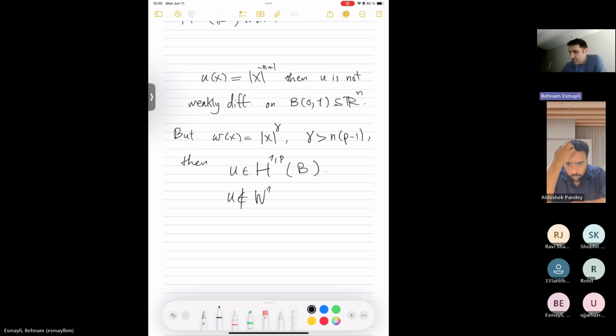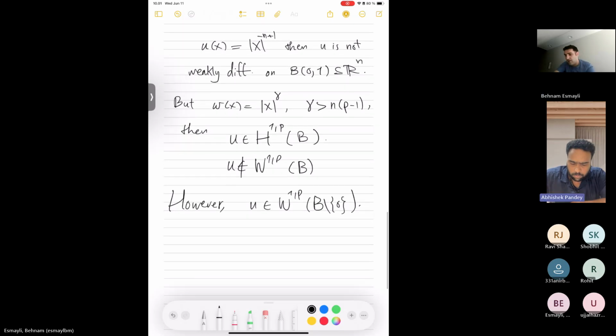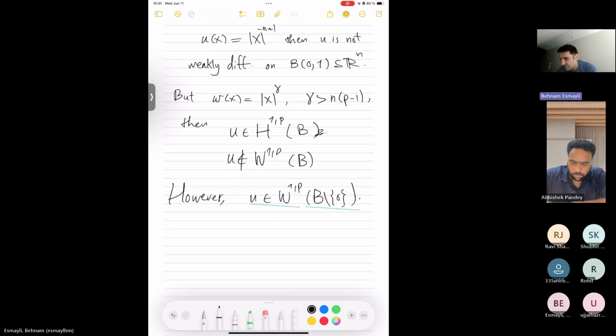U is not in W1P of the ball because it's not weakly differentiable. However, U is actually in W1P of B minus the origin. The only problem is at the origin. Actually, this function, all of these with respect to weight. So what happens is that weight is vanishing at 0 with some big power, and it forgives this non-integrability issues. And it forces them to end up in W.